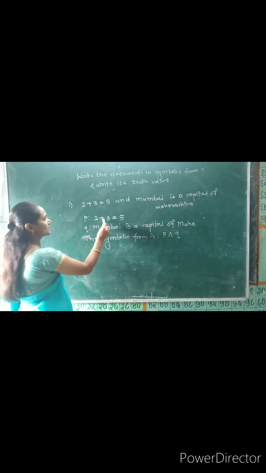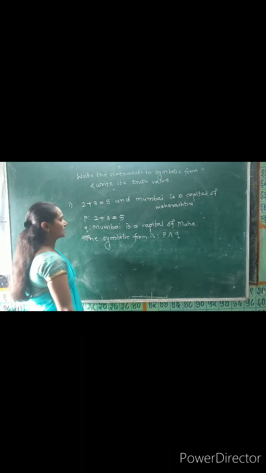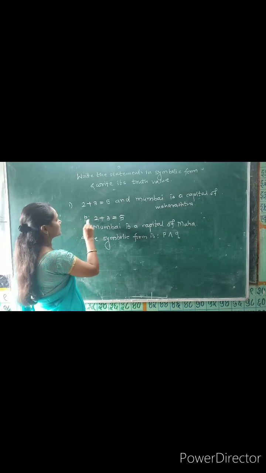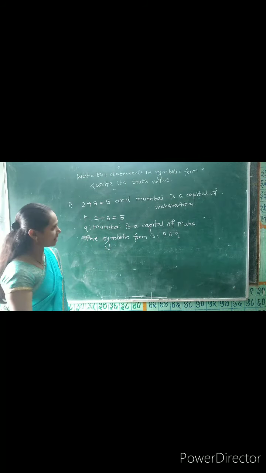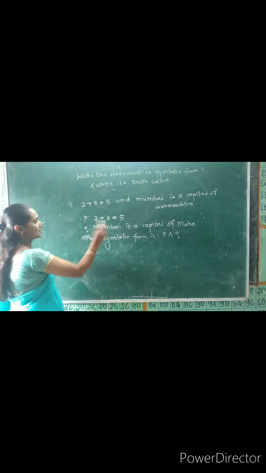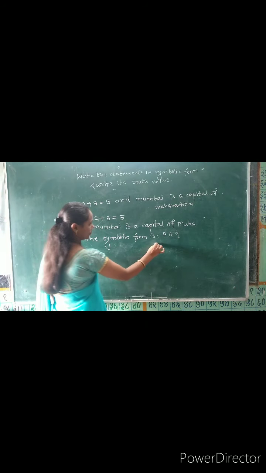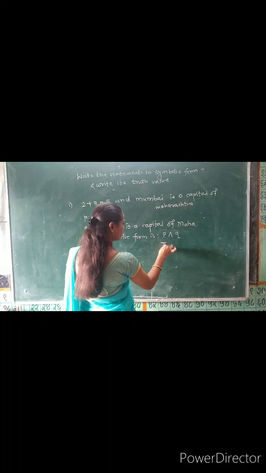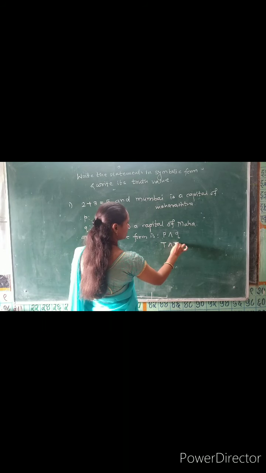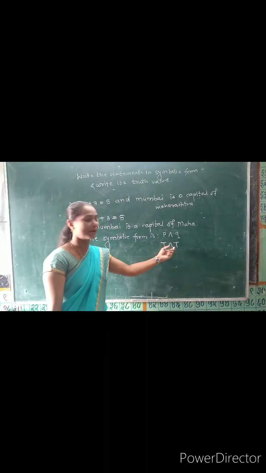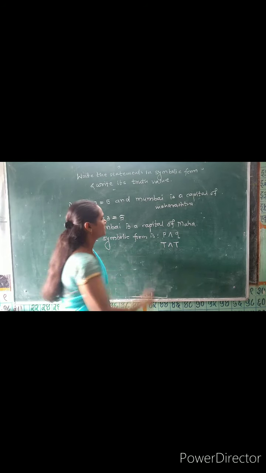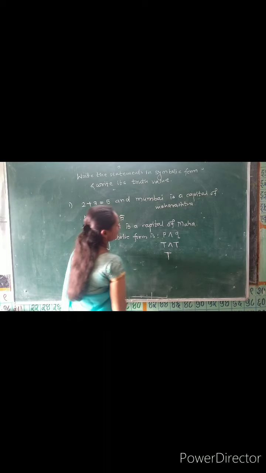Now we have to write its truth value. First statement 2 plus 3 is equal to 5, which is a correct statement. Therefore, truth value of first statement P is true. Now second statement Q, Mumbai is a capital of Maharashtra. Therefore, Q statement is also true. So P is true and Q is also true. That is T and T in conjunction. If both statements are true, then the truth value of the statement is true.